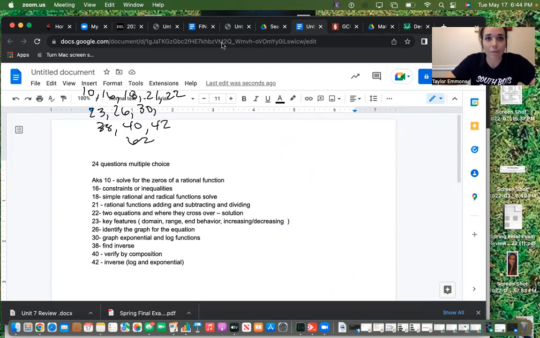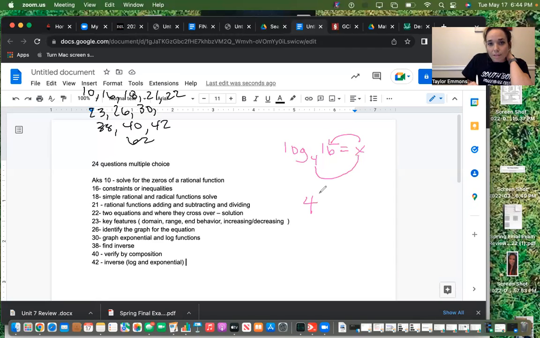if I have log base 4 of 16 equals x, I can rewrite this in exponential form so that I can solve for x. So I would start at my base, go to my outside, finish at my exponent, or finish over here. So this will be 4 raised to the x equals 16. So what is x going to equal? 2.